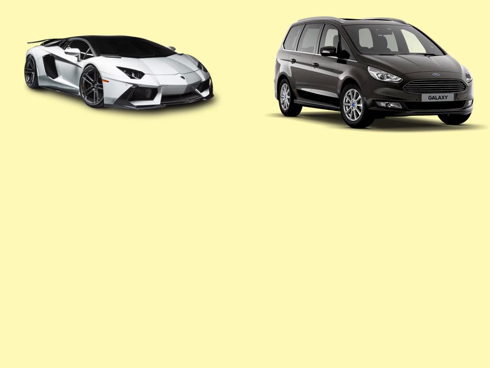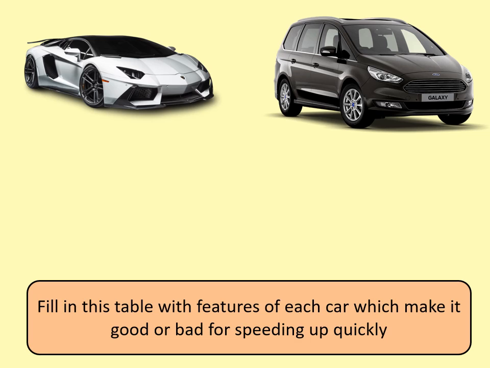Now, moving on to Newton's second law, you can see two pictures, two different types of cars on the board there. One is a Lamborghini and the other one is a Ford. I will show you a table very soon. You have to fill that table. We are going to discuss the features of each car, which makes it really good or bad for speeding up quickly. So Lamborghini, you have known that is a sports car. It goes really fast. What do you think makes it good for that? And compare it with the Ford and then think about what it is.